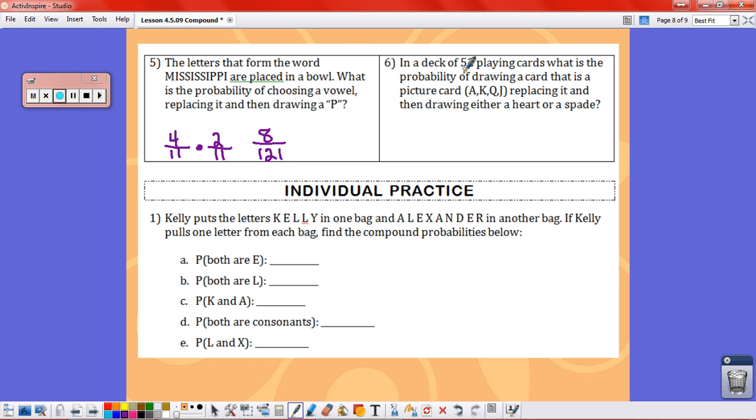And then, in a deck of 52 playing cards, what is the probability of drawing a card that is a picture card, ace, king, queen, or jack, replacing it, and then drawing either a heart or a spade? So there are 4 picture cards for every 13 cards, because there are 13 cards in a suit. So that's 4 out of 13. And hearts and spades are half the deck, so that's 1/2. 4 times 1 is 4, and 13 times 2 is 26, which can be simplified to 2 out of 13.